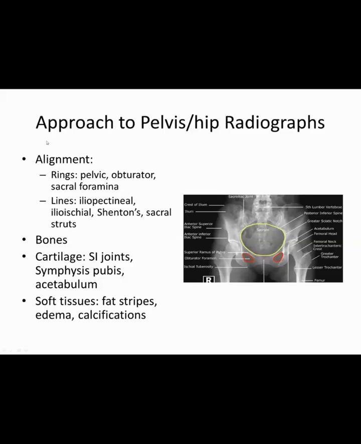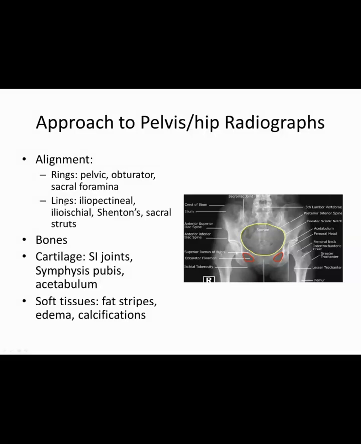So A stands for alignment, and there are different rings that you can trace within the pelvis. So you can trace the pelvic ring here, outlined in yellow, and the obturator rings outlined in red. Additionally, you can sometimes see the sacral foramina. It's perhaps less visible in this patient because their sacrum is partially obscured by bowel gas.